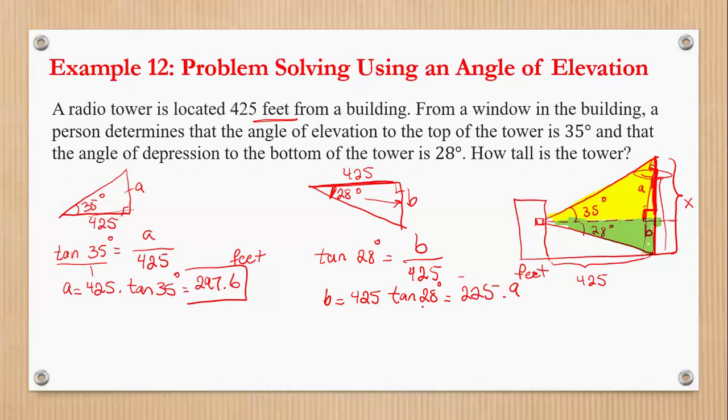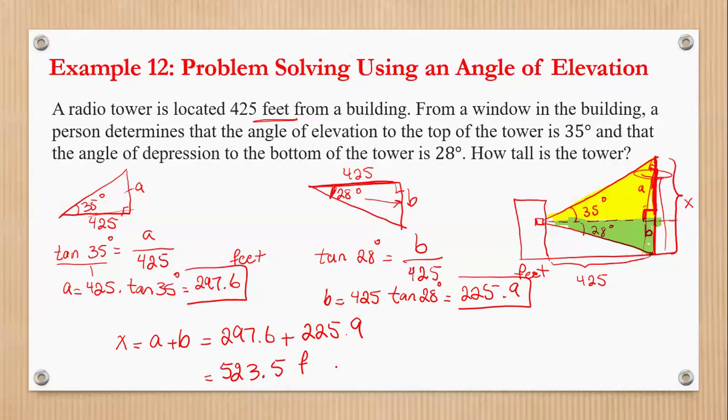Okay. A and B are parts of the height of the tower. But if they ask you how tall is the tower, you need to add these together. So the height of the tower is A plus B, which means 297.6 plus 225.9. If I add them together, the answer is 523.5 feet. That's the height of the tower.